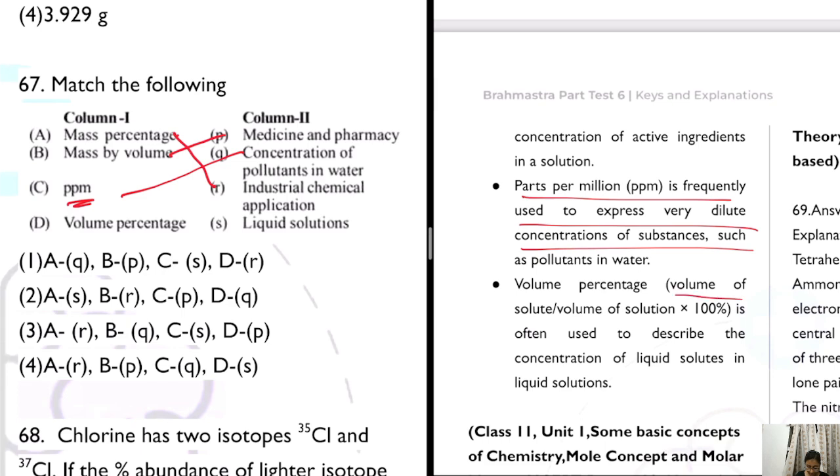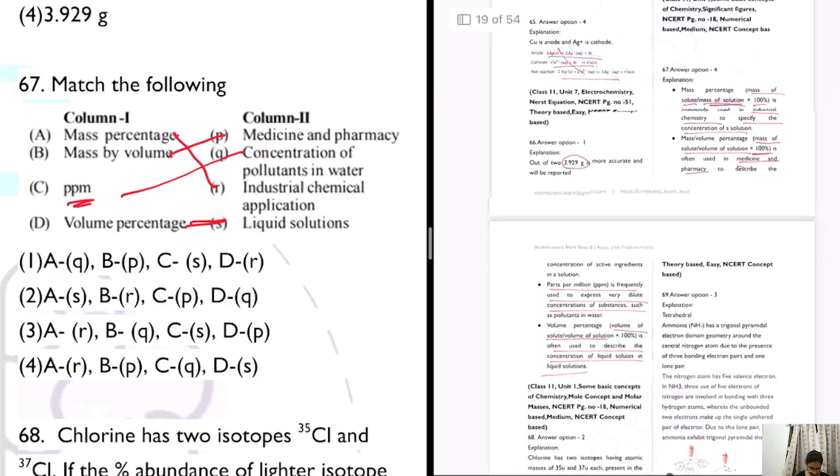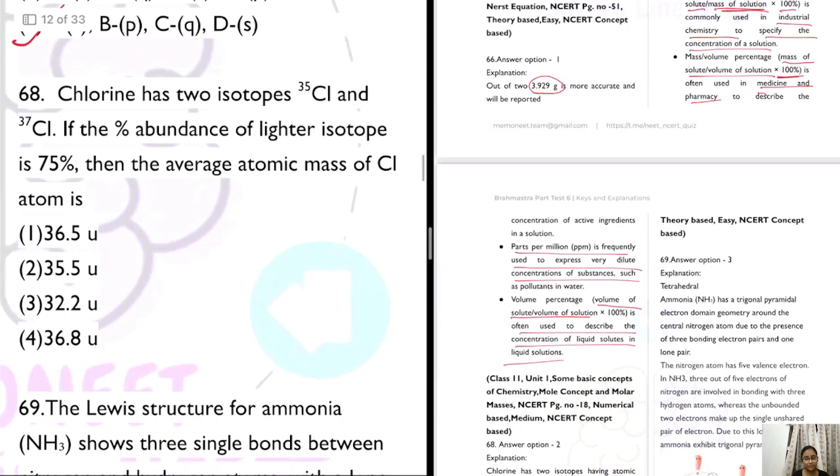Volume percentage, that is the volume of solute upon volume of solution. And it is often used to describe the concentration of liquid solutes in liquid solutions. Okay, so what is the correct answer? It is option number 4. Let's see the next question.